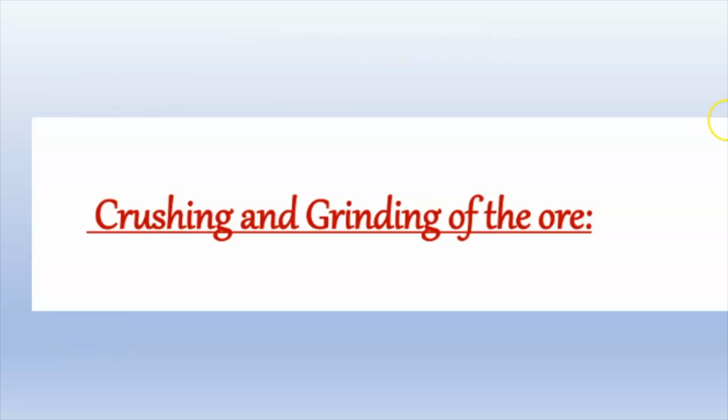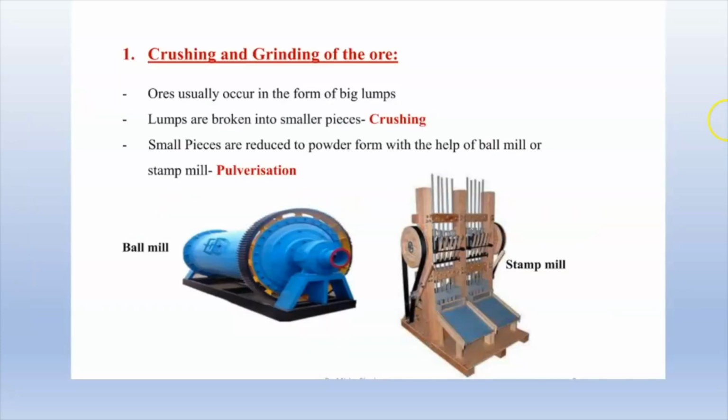We already said that ores are obtained in large lumps, that means they are in bulk form. So ores usually occur in the form of big lumps, and the lumps are broken into smaller pieces. The process is known as crushing. The smaller pieces are again reduced to powder form with the help of a ball mill or stamp mill, and that process is known as pulverization. The following figure represents the ball mill and the stamp mill. The various steps in the metallurgical process.